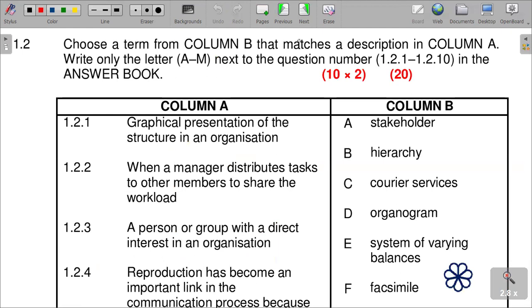Number 2, we are saying is section A, column B, that matches a description in column A. Write only letters A to M next to the question numbers. So next to the question number, we write the letter that can match that one.